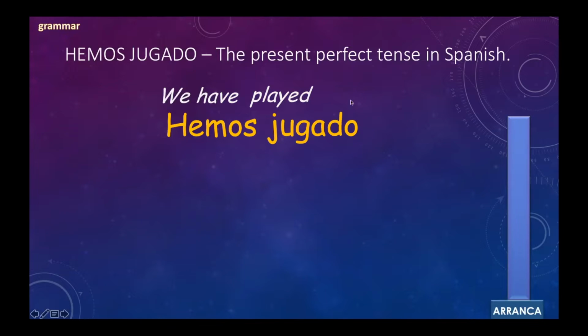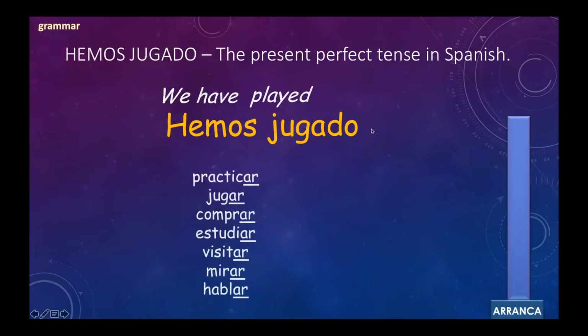Now then, this applies for all those verbs that end in AR. If the verb ends in IR or ER, then the change is going to be slightly different. So feel free to ask your teacher so you can double check how the changes take place. So for instance, with the first one, practicar, we go to practicado. Now I'm going to give you some time to try and think of the endings for jugar, comprar, estudiar, visitar, mirar, and hablar. Off you go.